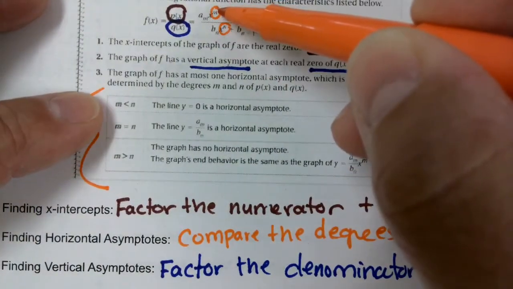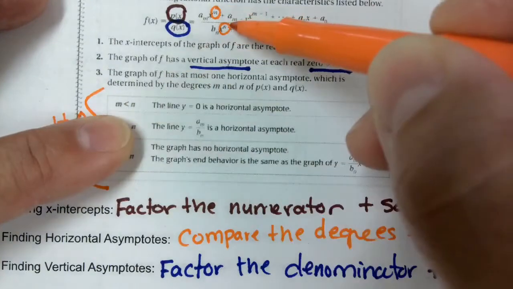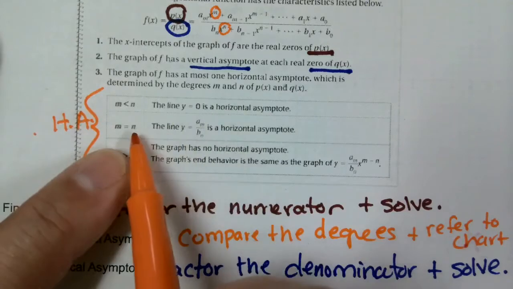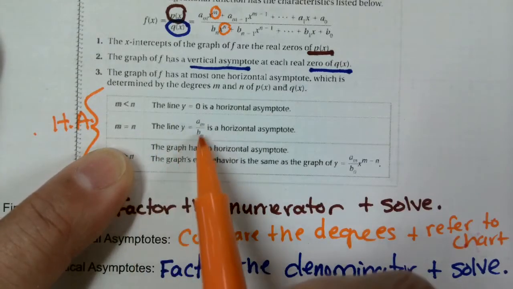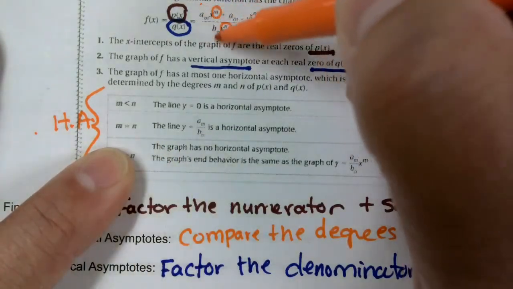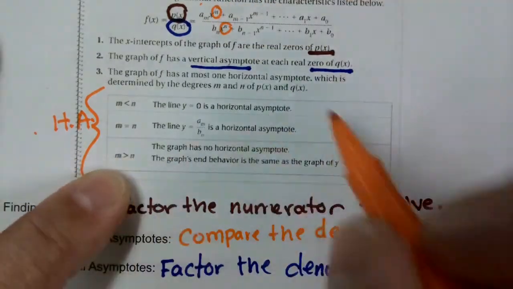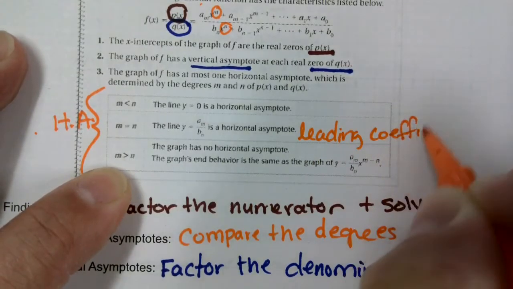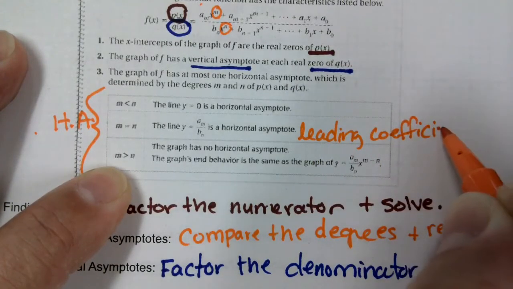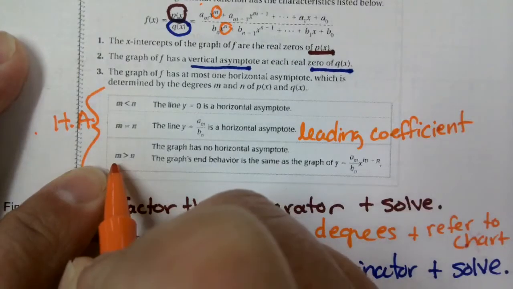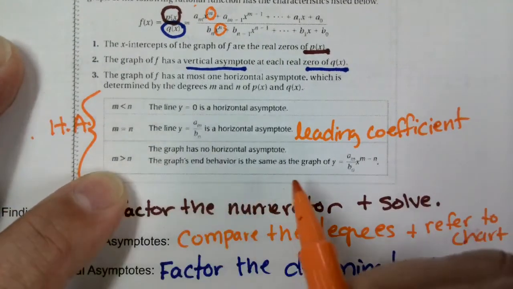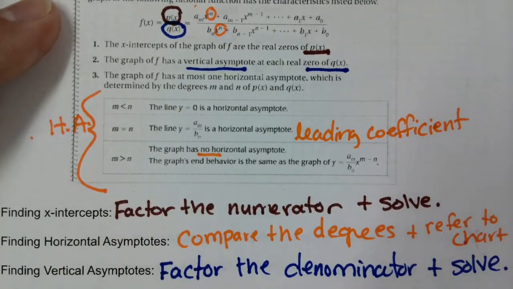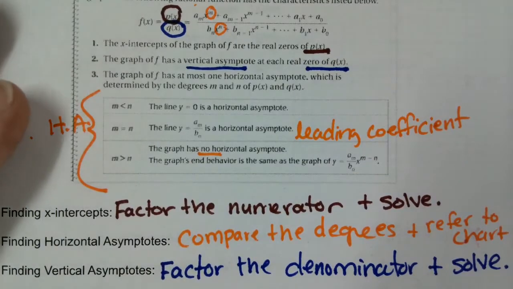If the degree of the numerator is less than the degree of the denominator, our horizontal asymptote is at y equals 0. If they are equal, then it is the ratio of our leading coefficients. And if the degree of the numerator is greater than the degree of the denominator, then there is no horizontal asymptote. Okay? So let's practice looking at all of these things.